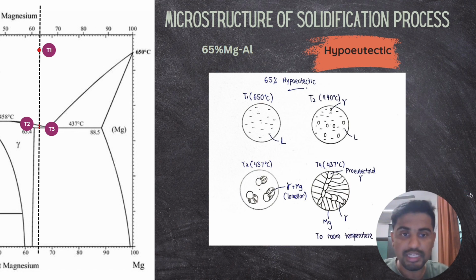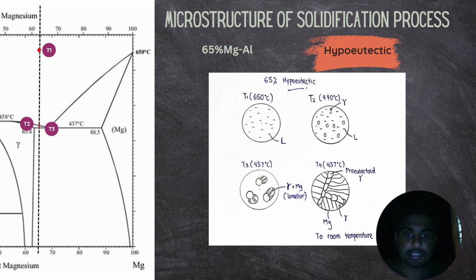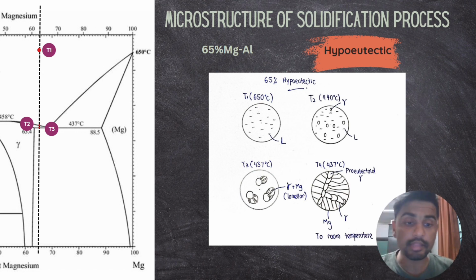So it proceeds to the next phase, at T2, which is approximately 440 degrees, where the mixture cooling will enter the gamma phase. As you can see here, there is a gamma and liquid phase.